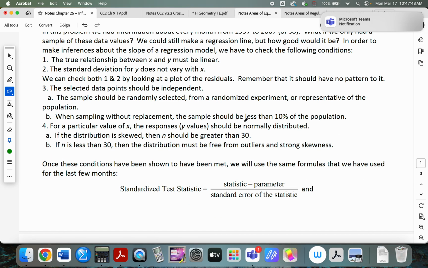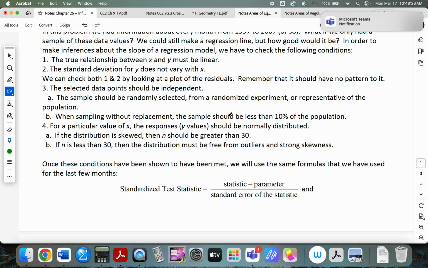Notice you can check both 1 and 2 by looking at a plot of the residuals. Remember that a residual plot should have no pattern to it. So both of these together, you could check by looking at a plot of the residuals. All right, the selected data points should be independent. That is, the sample should be randomly selected or from a randomized experiment, or, and this is the one you can always fall back on, it seems like this should be representative of the entire population.